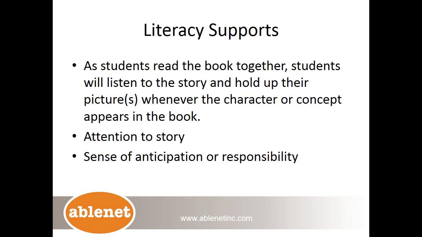So as you read the book, other students are going to listen and hold up their picture symbol or their character when it appears in the book or when you are requesting it. So again, it's about what the story content's about, what vocabulary you're having come across, and what you're asking to have happen. So we are increasing the attention to a story when we do this, and we also are increasing that responsibility of the student. We're asking them to pay attention, and then they have that sense of anticipation or responsibility.